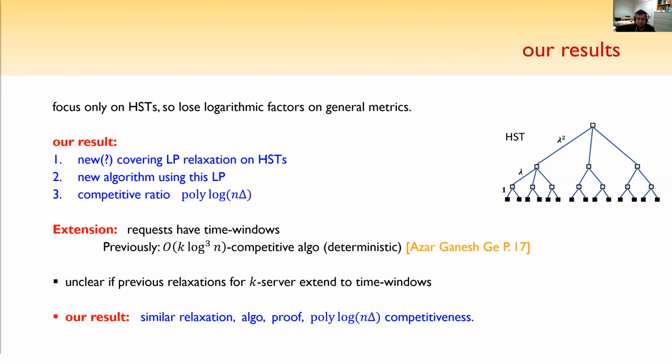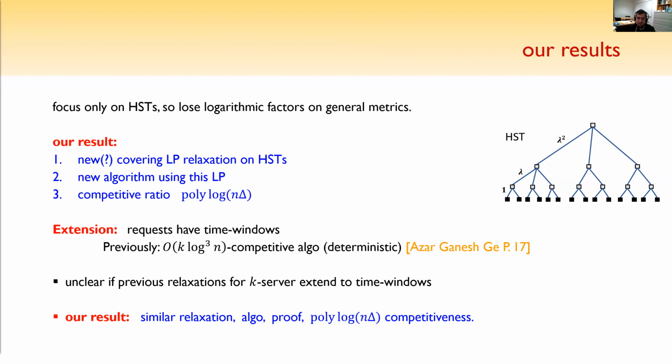Moreover, we show that this relaxation helps us to extend the result to the case where requests have time windows. So this is something that has become quite popular in online algorithms in the last few years. The idea is that now, although requests arrive at a particular time, they don't need to be served immediately. Instead, every request has a deadline, and it needs to be only served by the deadline. It turns out that for all the previous relaxations for K-server, it's very unclear whether they can be extended to time windows, particularly because they don't have this covering structure that our relaxation will have.